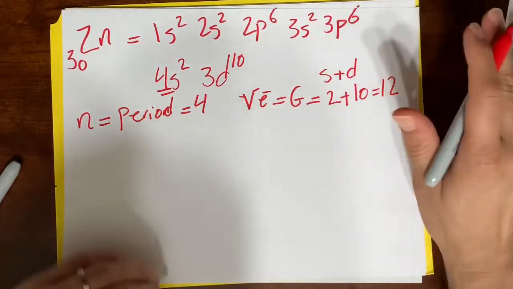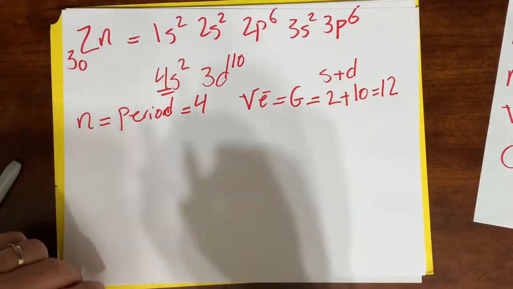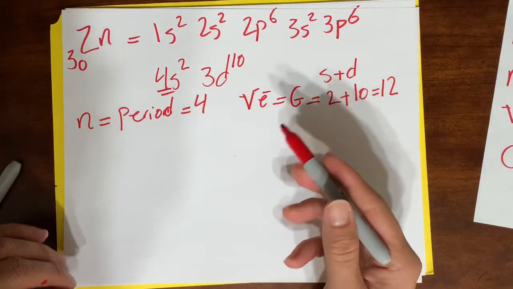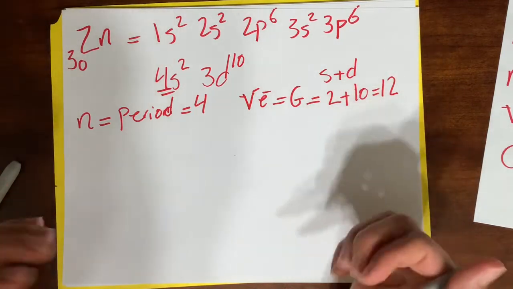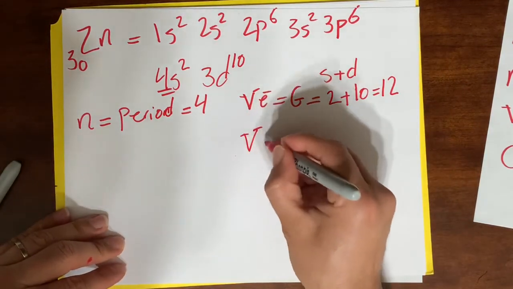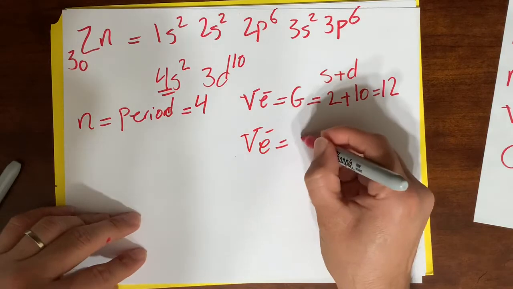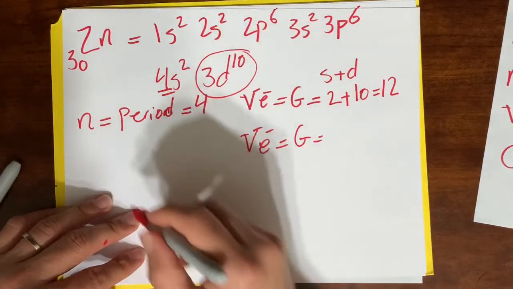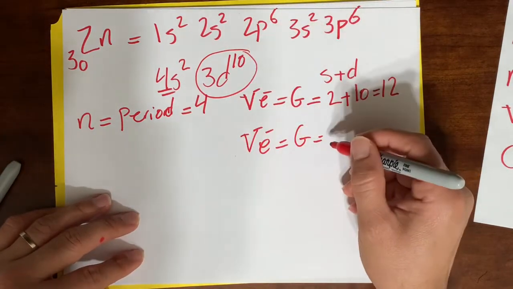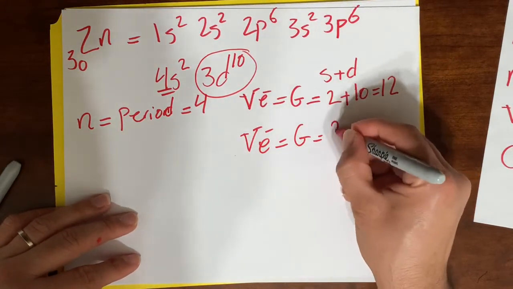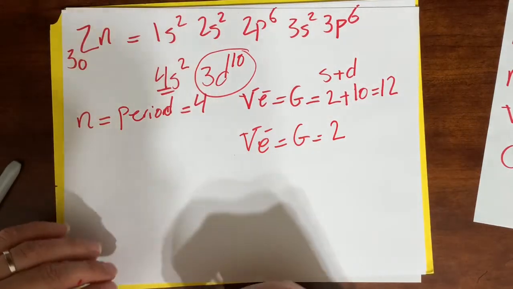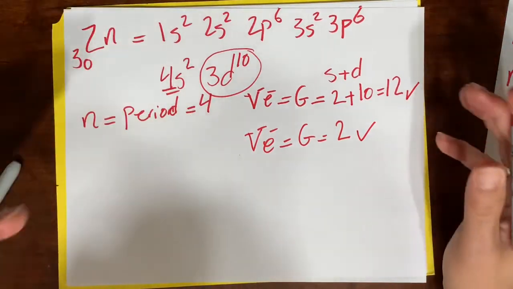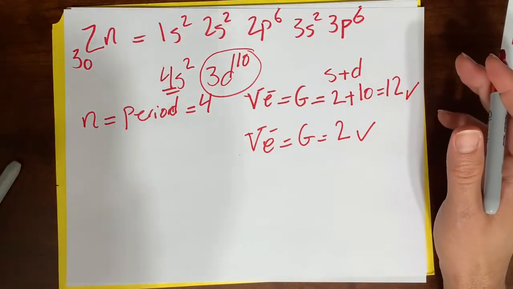No, not at all. It's completely correct. But some say when D is full, ignore it. So, is it fine to say, because D is full, it has 10 electrons, I should not consider it and say just 2 as the valence electrons? That one also is correct. Which one is correct? Frankly, I saw both of them.